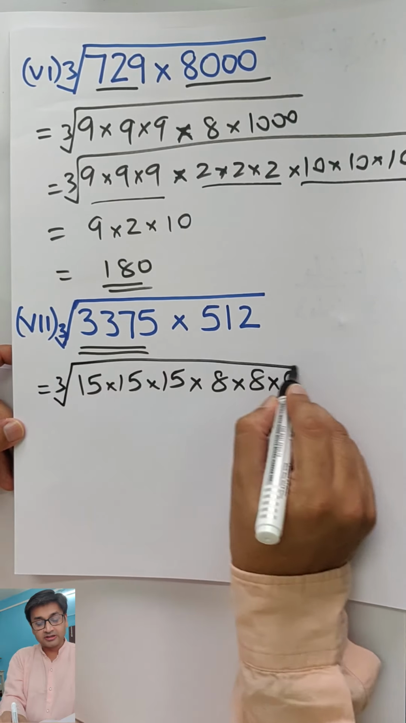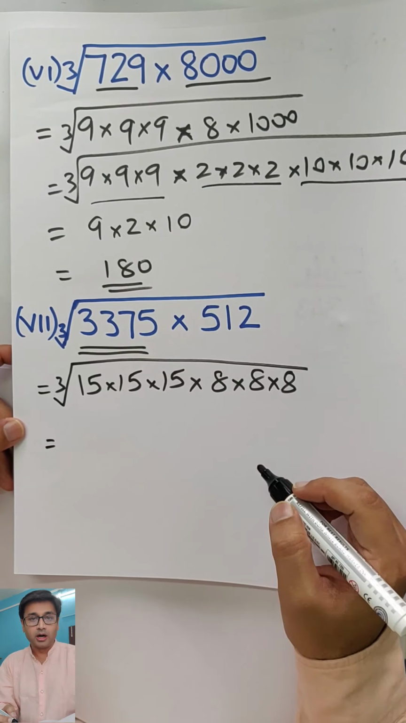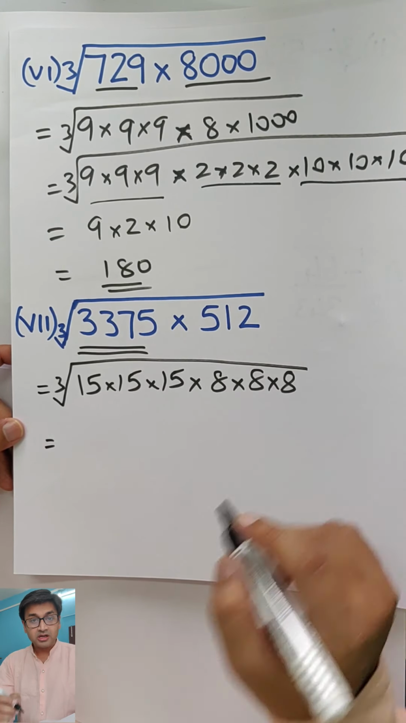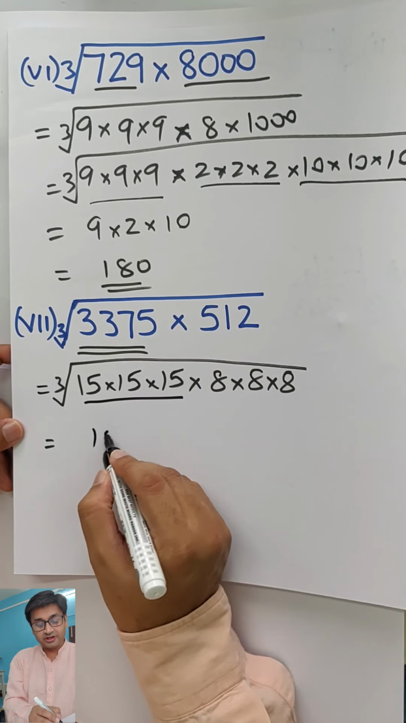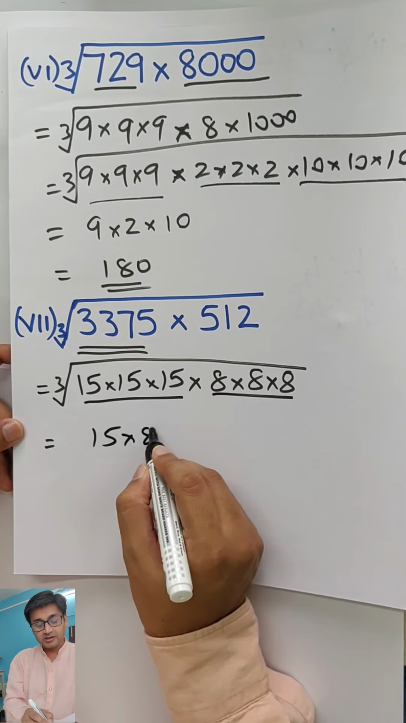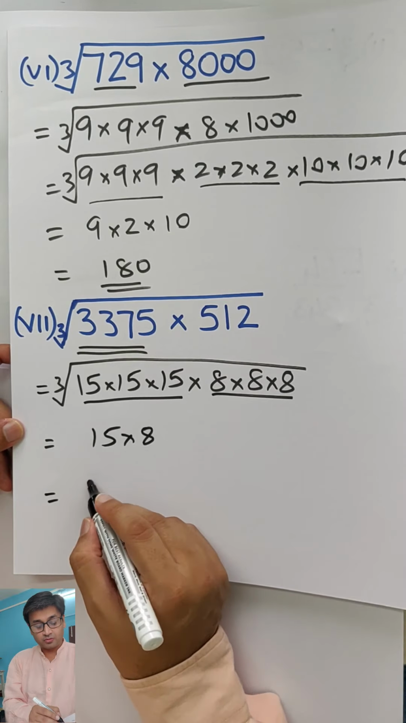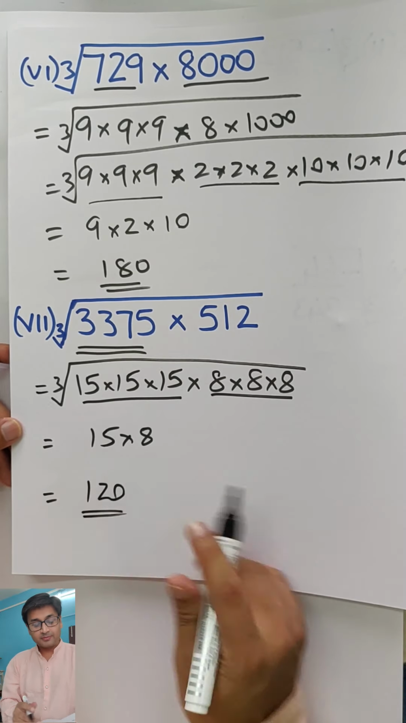So let's become little smart. You don't have to work hard, you have to work smart. If you are smart, you can make mathematics very simple. So 15 into 8. Anyone? 15 into 8, 120. Superb. Yeah, let's go with the next one.